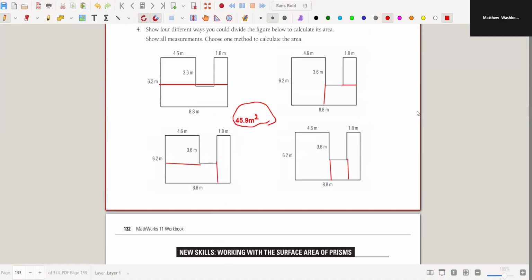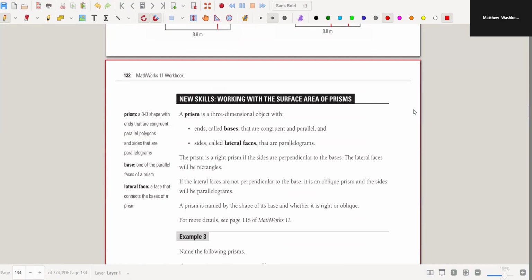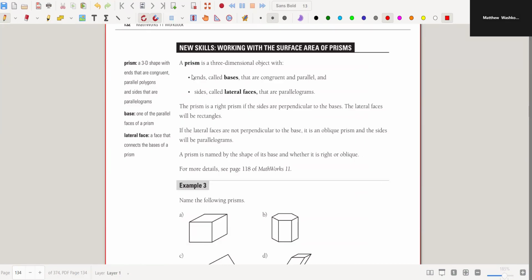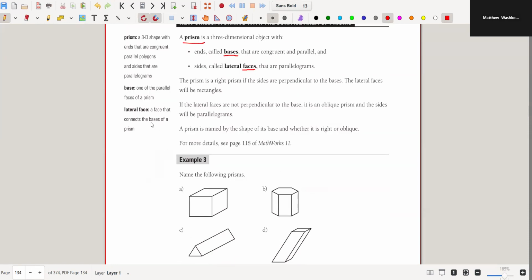Now, we're done with 2D shapes. Now we're moving on to 3D ones. So we call 3D shapes a prism. These have bases and faces. So a prism is a 3D shape. A base is one of the faces of it, and so on and so forth.